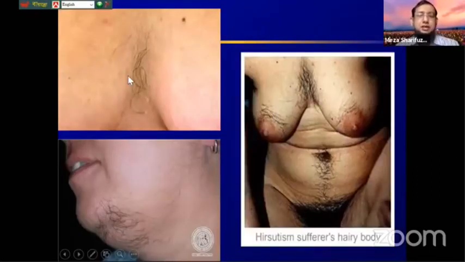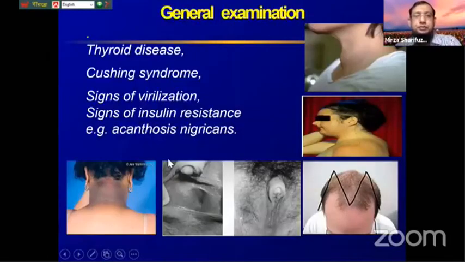You see here hair distribution in the chest, around the nipple, lower abdomen, which usually does not appear in a female. You see here in the chin and sideburn. After assessing the severity of the hirsutism, we should examine the patient in detail to identify whether there is any underlying cause. Like we should examine the thyroid to identify any thyroid disease. We should look into the evidence of Cushing syndrome. We should look into the signs of insulin resistance like acanthosis nigricans. We should look for signs of virilization like clitoromegaly, frontal baldness, etc.